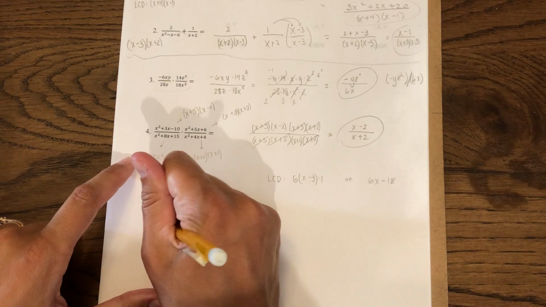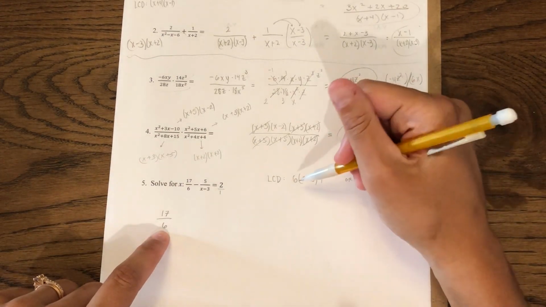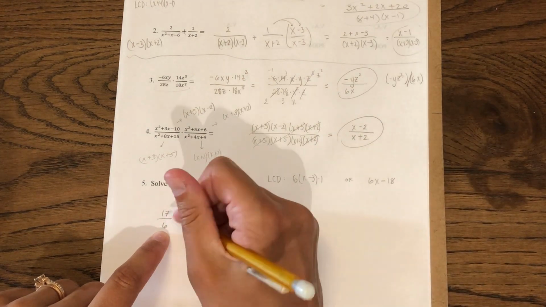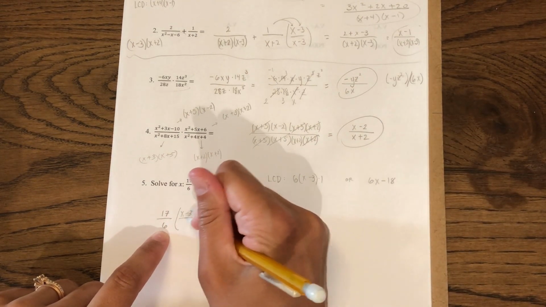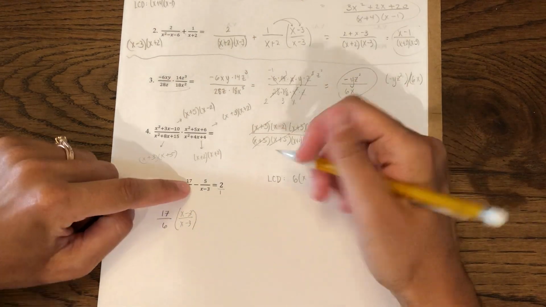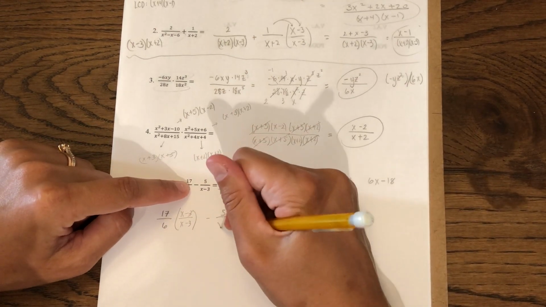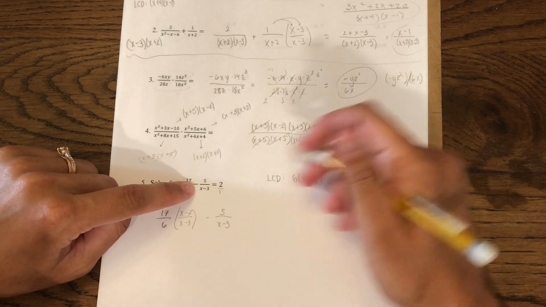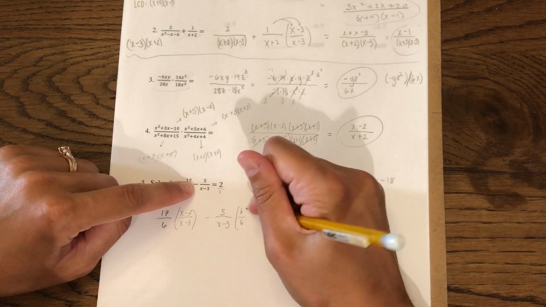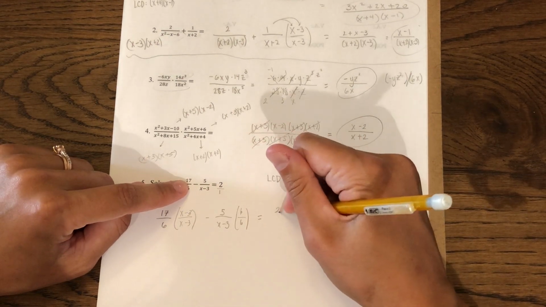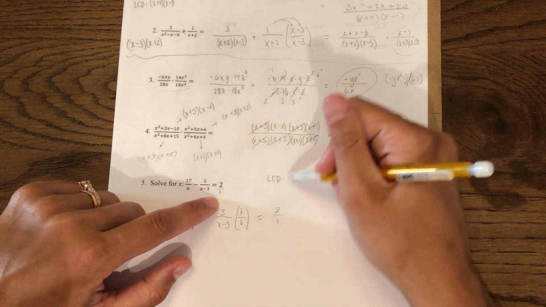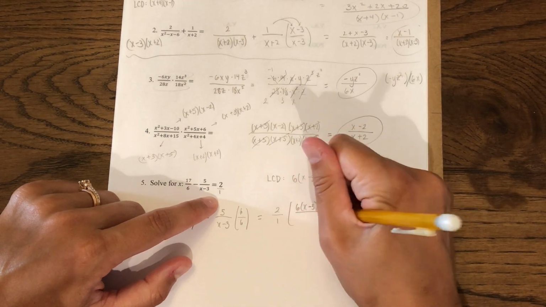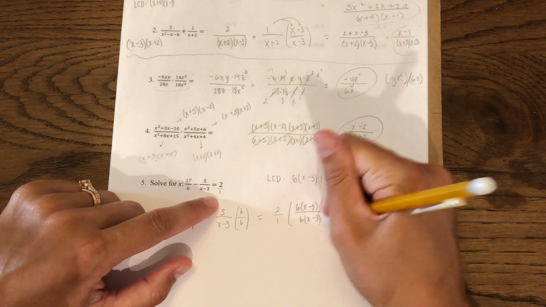So we have 17 over 6. To get 6 times x minus 3 as the denominator, we've already got the 6, so we just need to multiply by x minus 3 over x minus 3. And then minus 5 over x minus 3. To get this denominator, we need to multiply by 6. So 6 over 6. Equals 2 over 1 times, to get this denominator, we have to multiply by the whole quantity, 6 times x minus 3 over 6 times x minus 3.